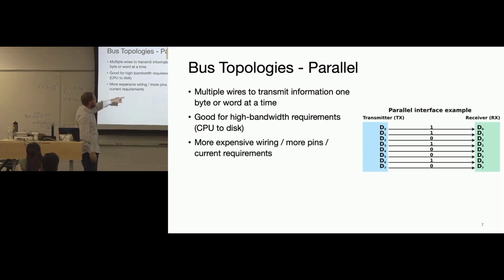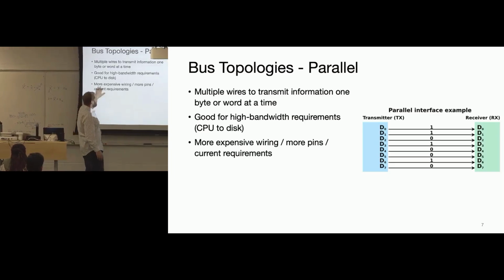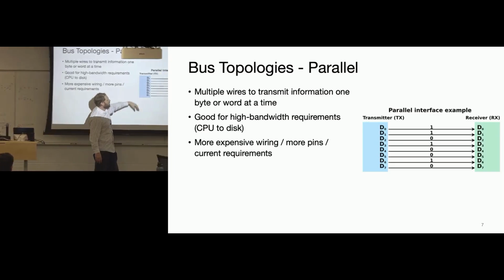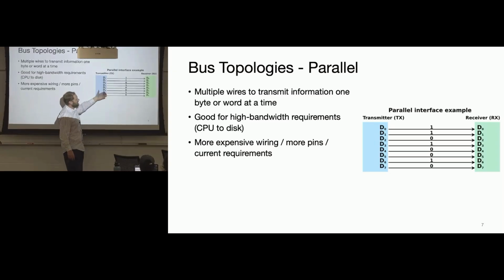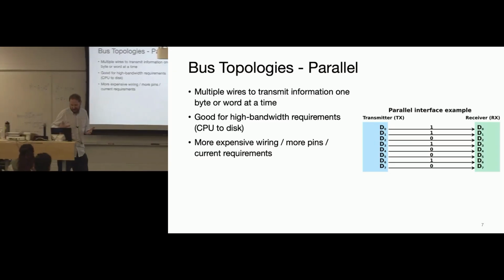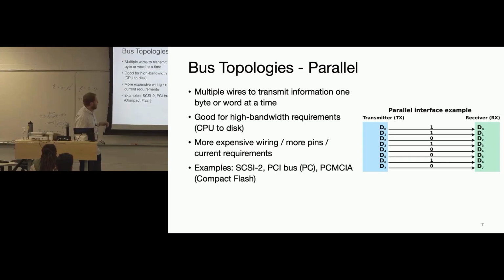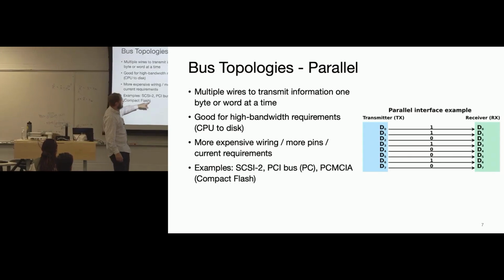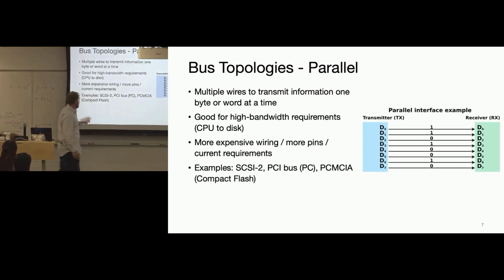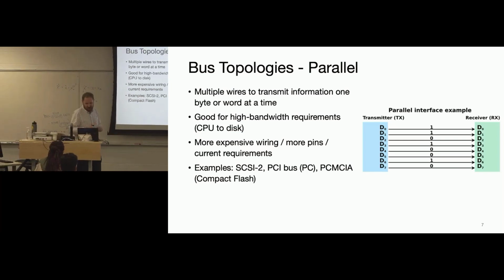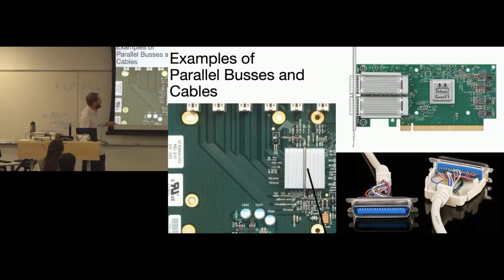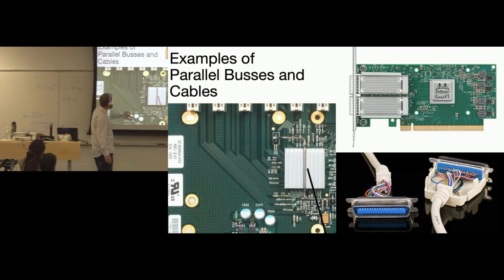More expensive in terms of pins and wiring and current requirements. There's just more things going on. So it's not necessarily a lightweight solution to implement, but you get good bandwidth, good speed. And there's a bunch of protocols you've probably heard of: PCI, PCI Express, Compact Flash. And then here's, again, just literal examples.